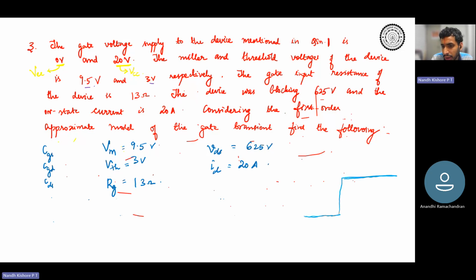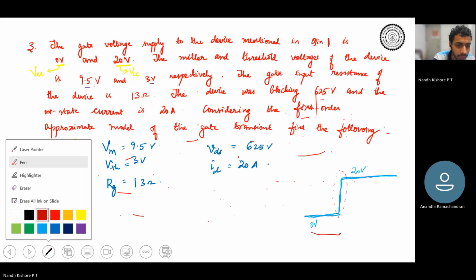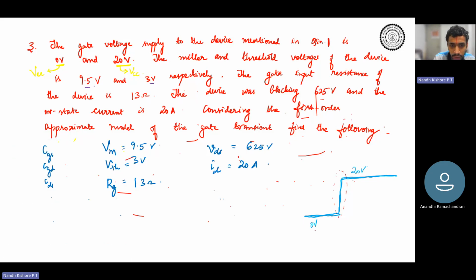You just gave the gate pulse to the device. This was 0 volts and you gave 20 volts. We are interested in what happens during this particular transition. We know that your voltage is going to fall and your current is going to increase during this transition.